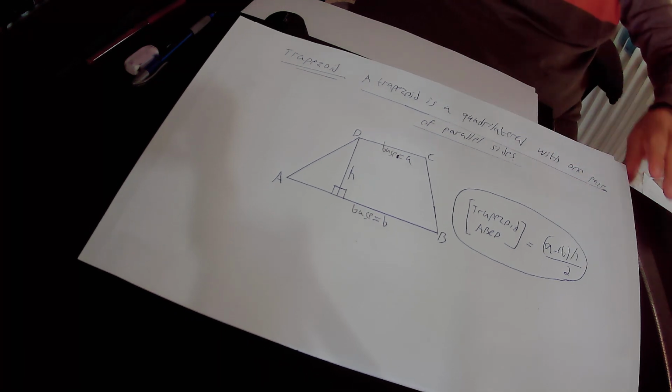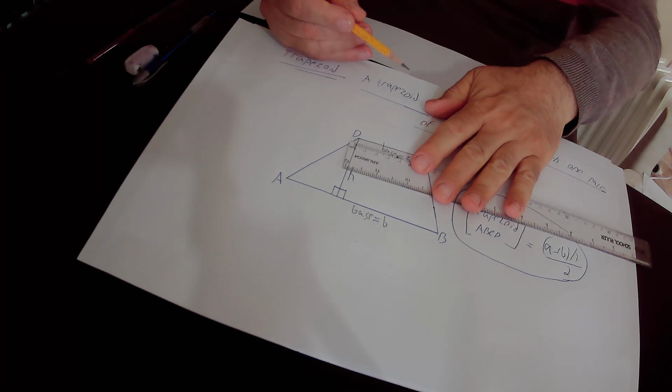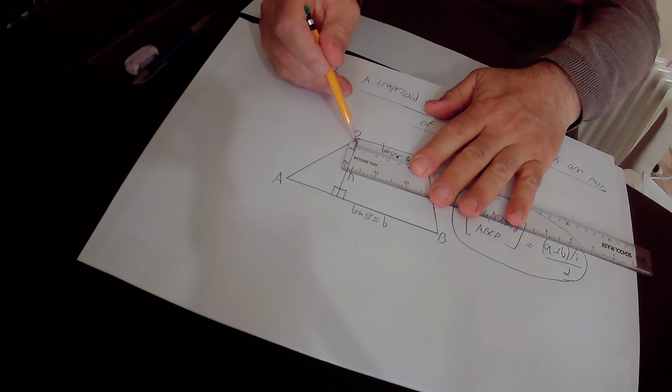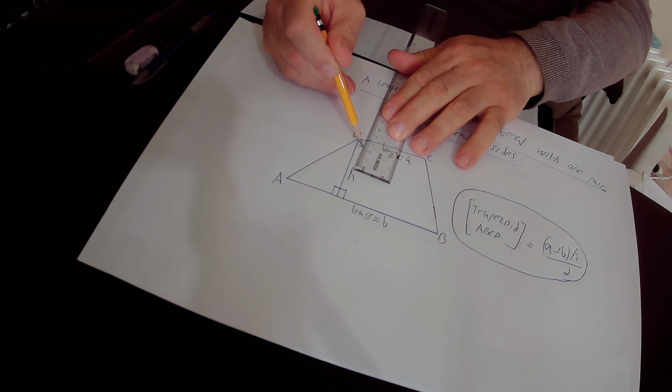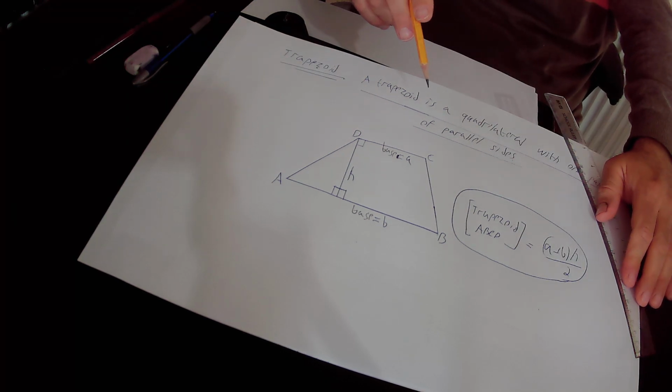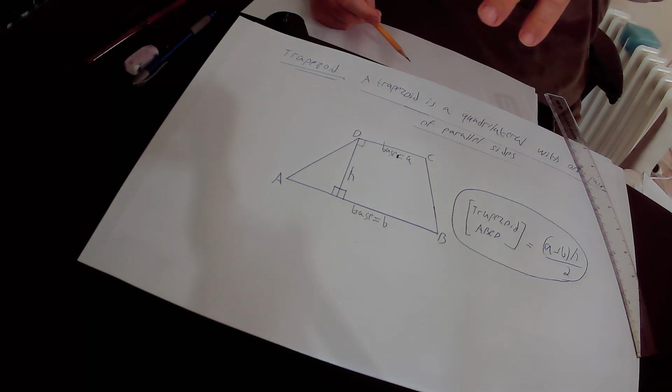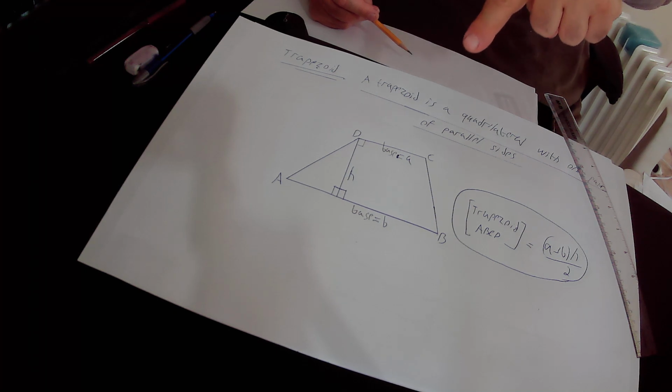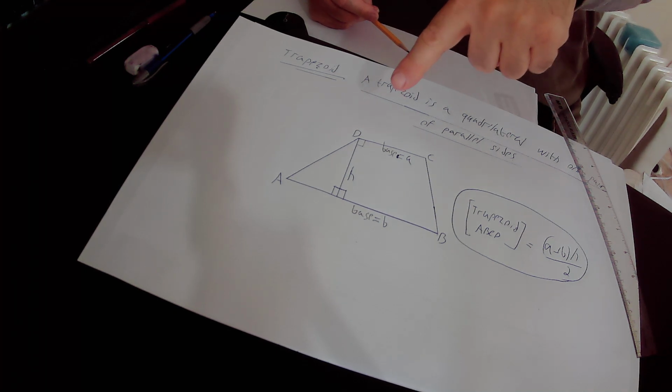Again, the area of trapezoid ABCD is equal to the sum of its bases, A plus B, times the height h over 2. So the area of this trapezoid ABCD equals (A plus B) times h over 2.